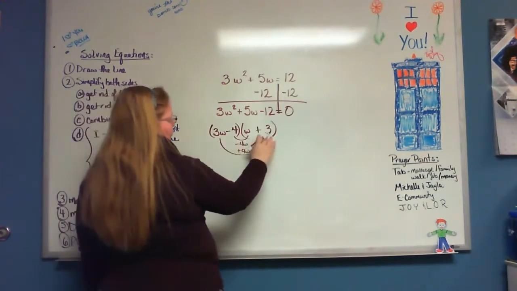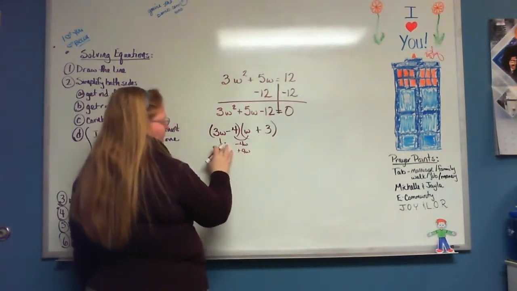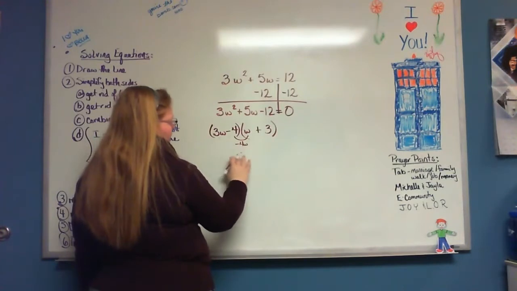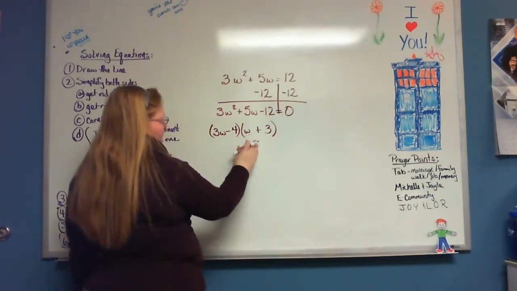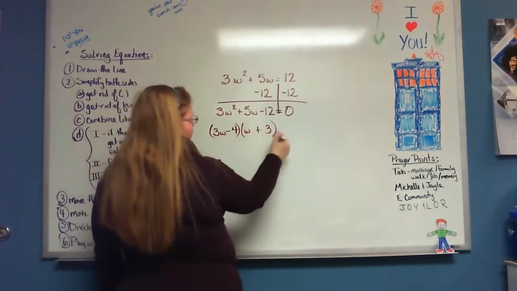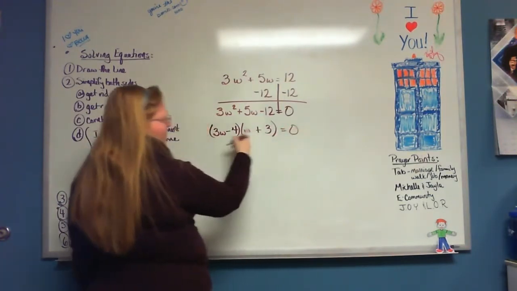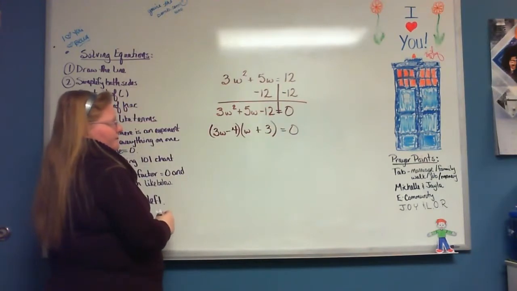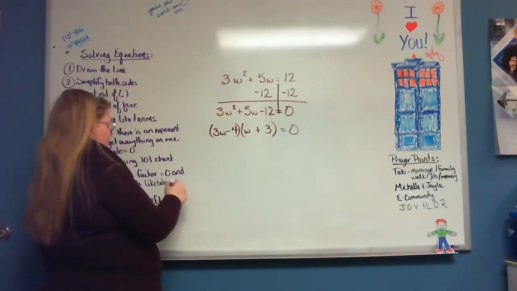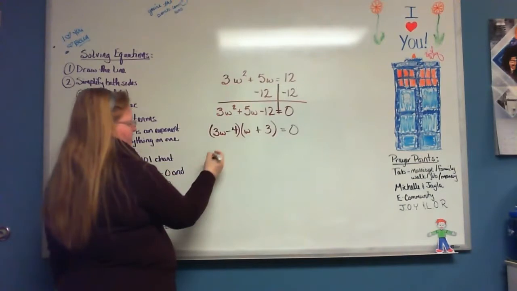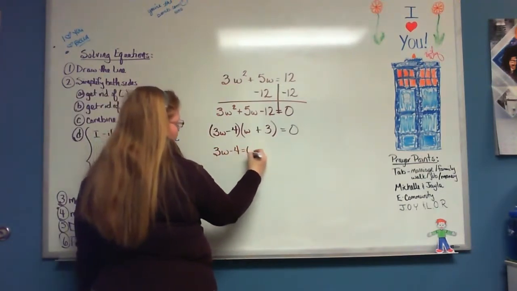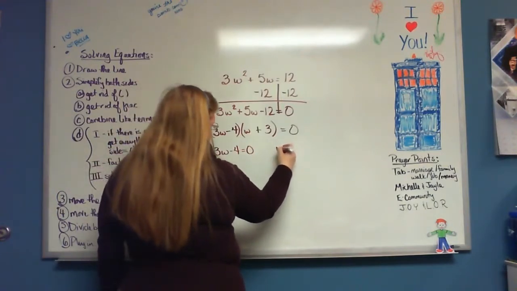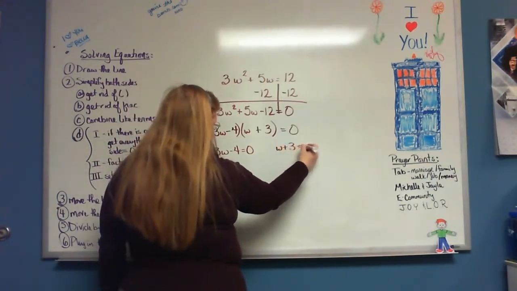Now that I have this, I can erase this because it was just where I checked. And I have that this is equal to 0 because it was my answer. And now I'm supposed to set each factor equal to 0. So now I say 3W minus 4 is equal to 0, or W plus 3 is equal to 0.